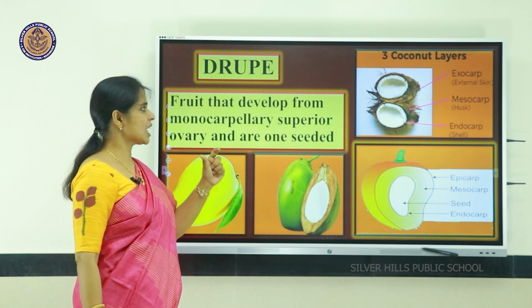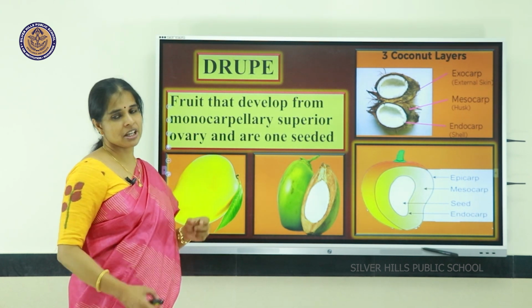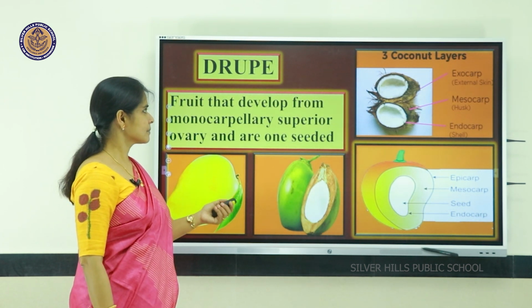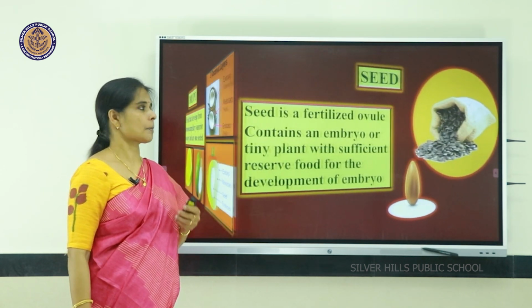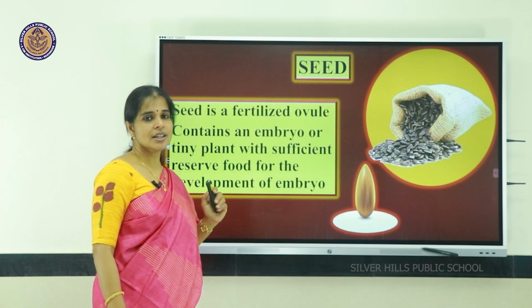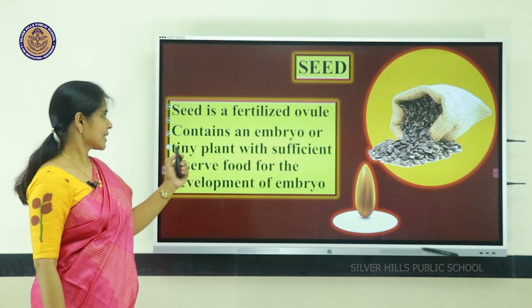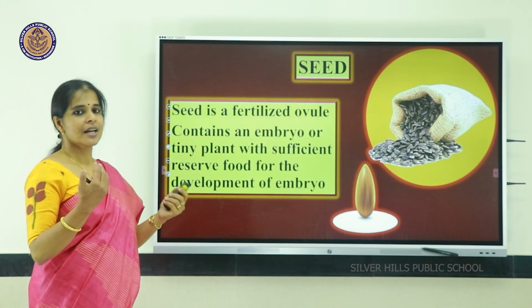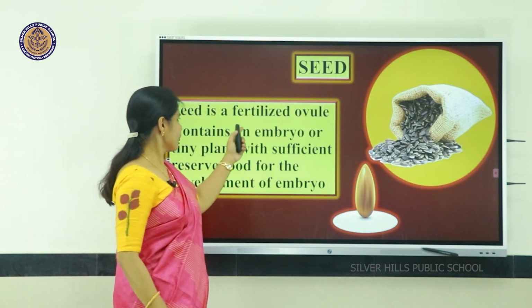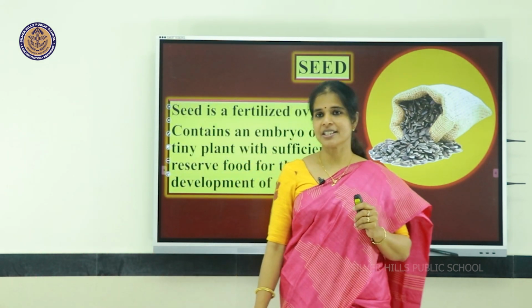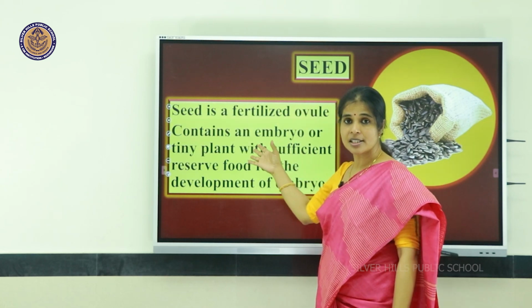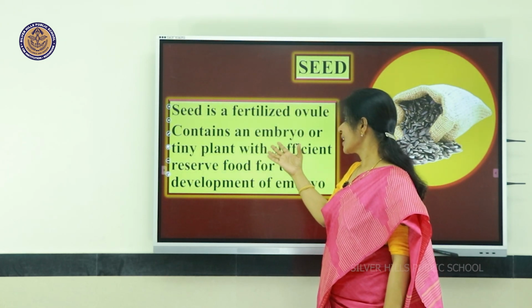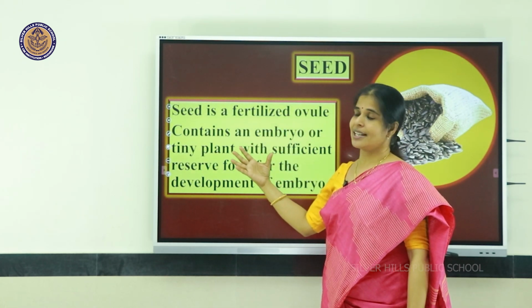Together, epicarp, mesocarp and endocarp, we call it as what? Pericarp. That is all about the fruit. Next comes the seed. Inside the fruit, a fertilized ovule part is present, that is the female part, and after fertilization that is converting into seed.